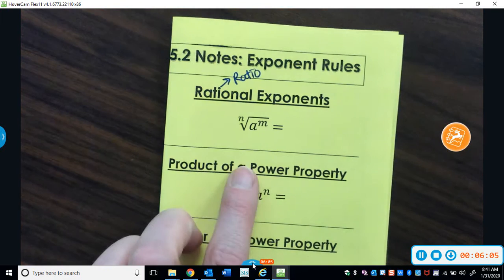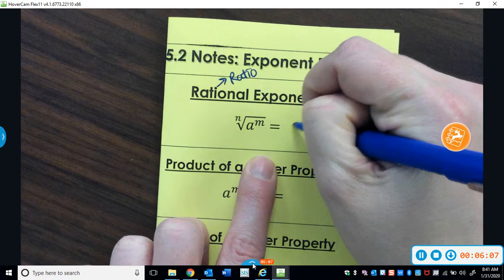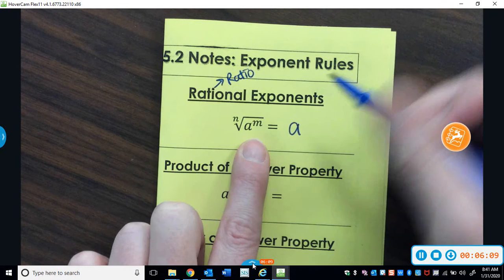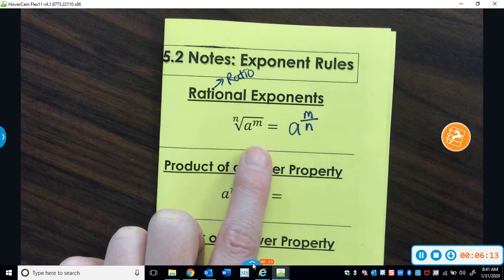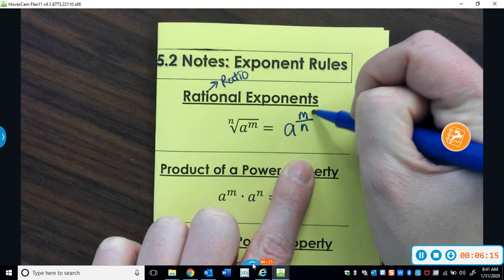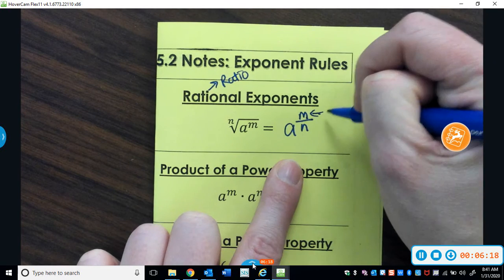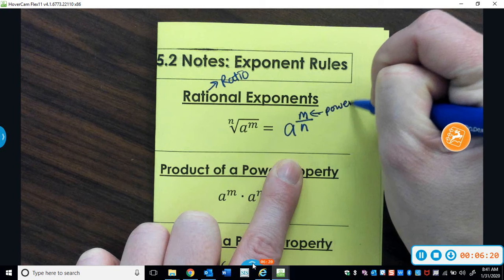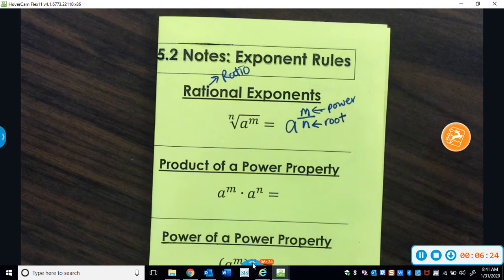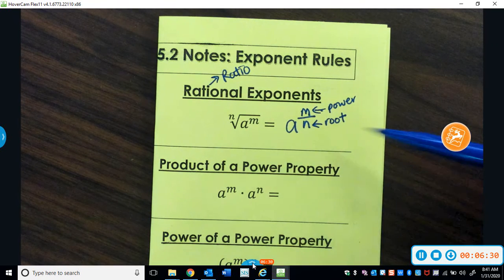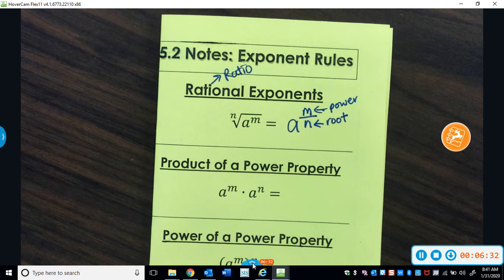And so when I write a rational exponent, I can rewrite a radical where the power goes on top and then the root goes on the bottom. So this a value had a power of m, and then it had a root of n. All right, so we're going to open up and do a couple of examples, and then we'll talk about the next one and do examples for those.